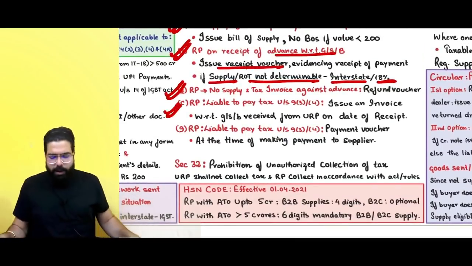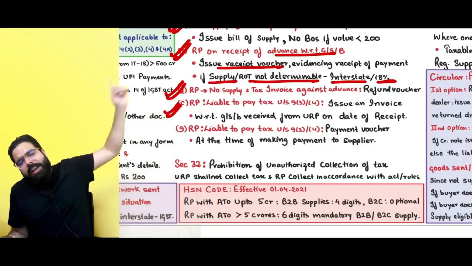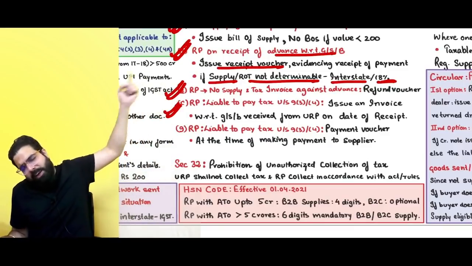Sir, supposedly one person went ahead and supplied me some goods. He is a registered person. If he is a registered person, he will give me a tax invoice.